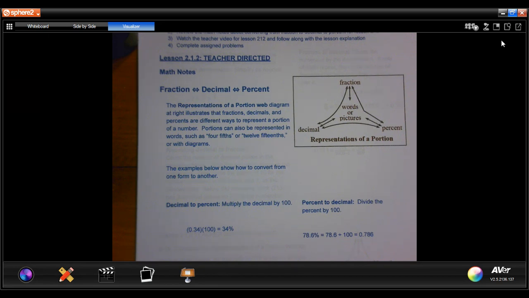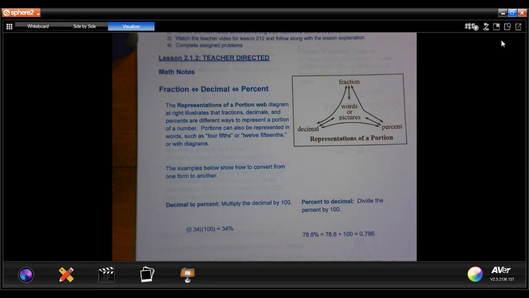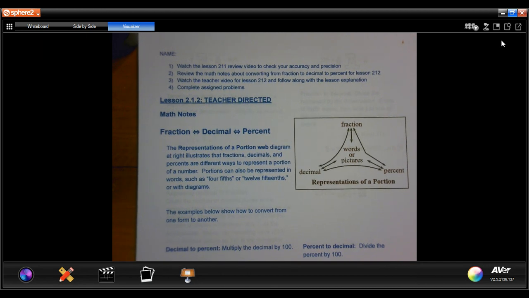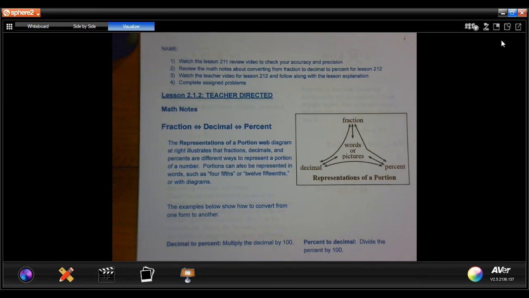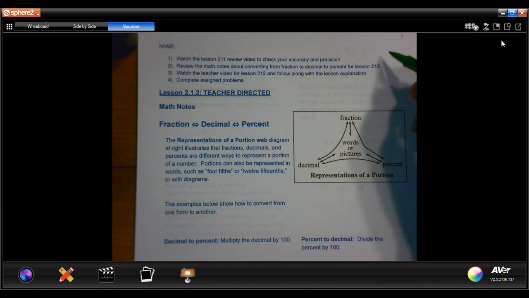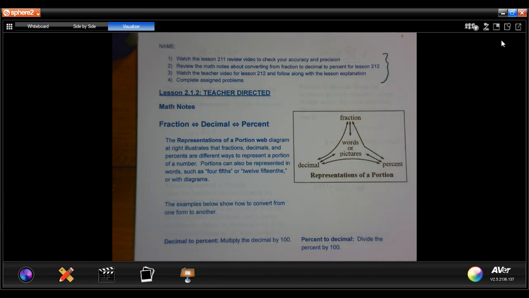We are back again. A reminder, same one from yesterday. I have changed things up a little bit so that the organization might be a little bit easier for some people to follow. In the beginning of each lesson, I've got a place for your name and then step by step what I think you should do in order to be most successful with this lesson.